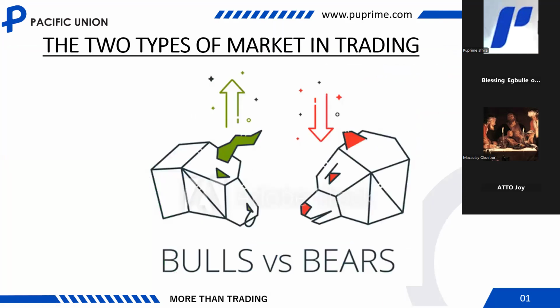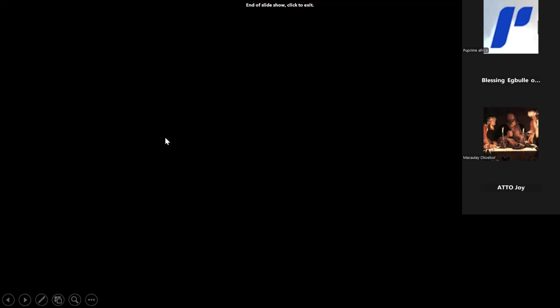Then the last terminology we're looking at is the bull and the bear. Now, the bull means the market is going up, is going in the buy direction. So we say it's a bullish trend. And bear means the market is dropping, value is depreciating. So we say that is a bearish trend. All right, so that's going to be all from the terminologies.